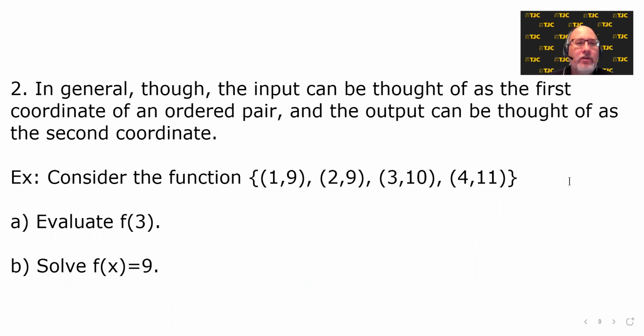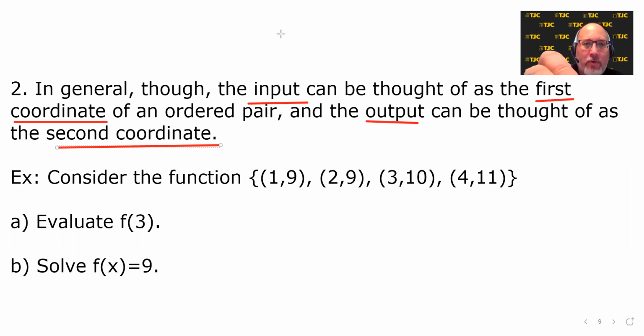All right. Comment number 2. In general, though, the input can be thought of as the first coordinate of an ordered pair, and the output can be thought of as the second coordinate, which normally are called x and y, but they don't have to. The input is the first coordinate, and the output is the second coordinate. So, for example, consider the function written as 4 ordered pairs: (1, 9), (2, 9), (3, 10), and (4, 11). A, evaluate f of 3.